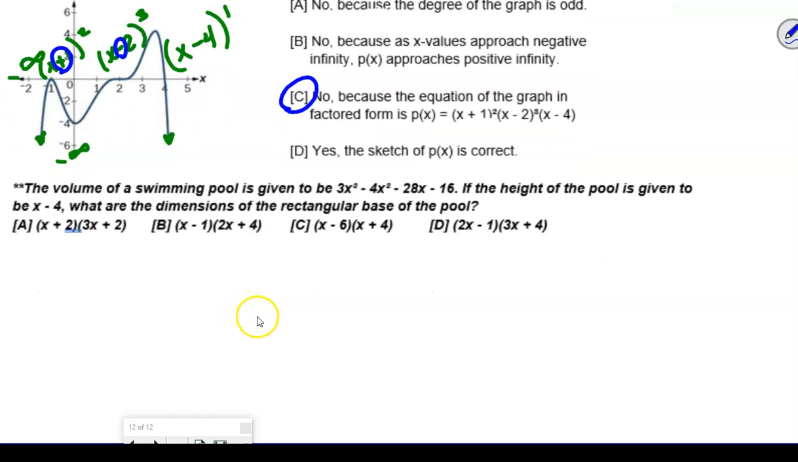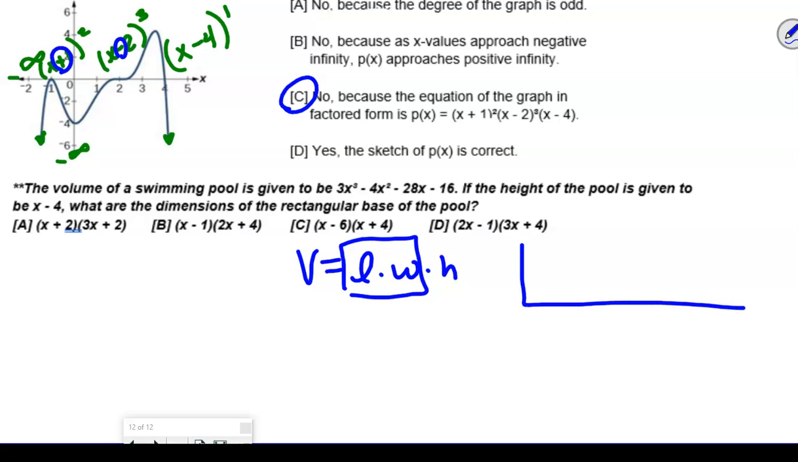So the last one says the volume of a swimming pool is given by, so volume is equal to length times width times height, right? If the height of the pool is given to be x minus 4, what are the dimensions of the rectangular base of the pool? So that would be length times width, right? So we are going to divide the volume. And we're going to do this with synthetic division, y'all, because this isn't x with a 1 and a 1 as the leading coefficient and the power. So that's going to be positive 4, right? Then we're going to go 3, negative 4, negative 28, and negative 16.